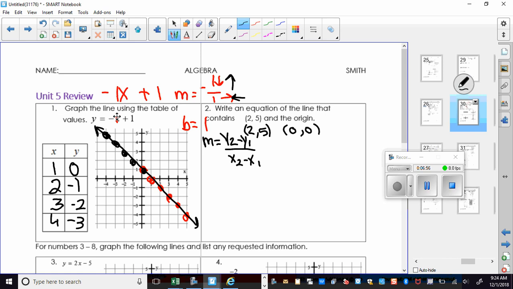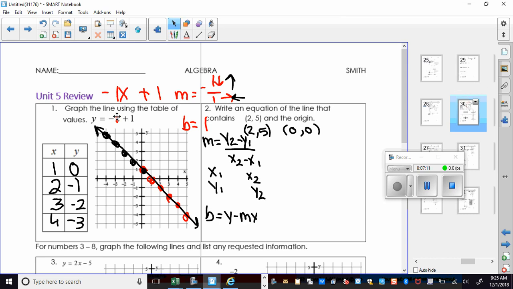I need some points here, so I'm going to put x1, y1, and x2, y2. And I need my y-intercept, which is b equals y minus m times x. And I'm going to go back and fill this in, right? So let's label our coordinates. x1, y1, this is my first set. x2, y2, this is my second set.